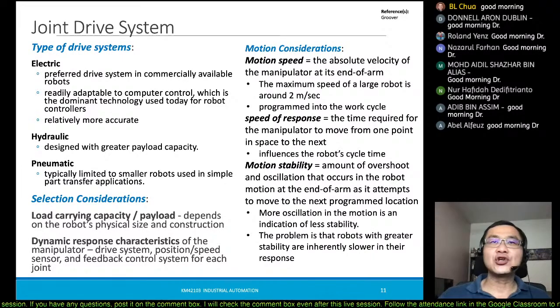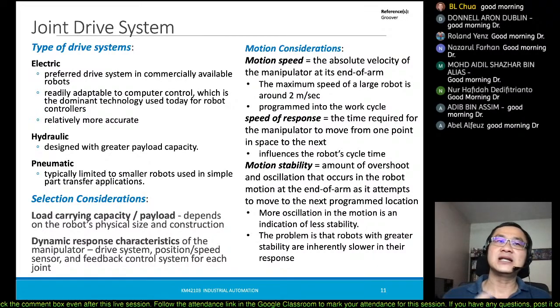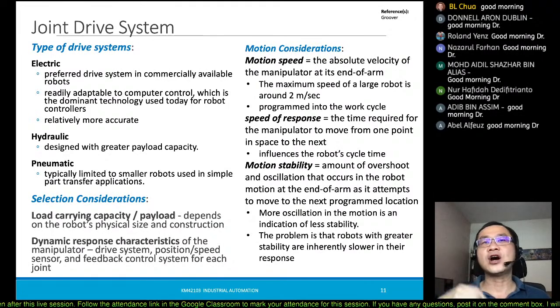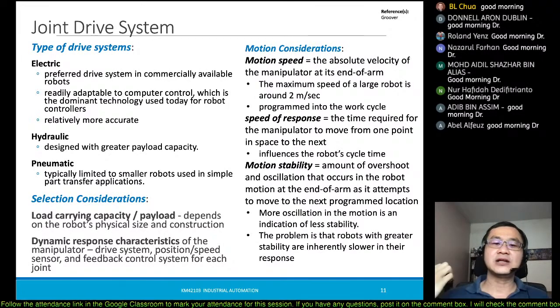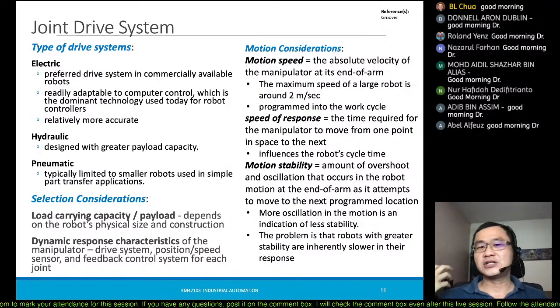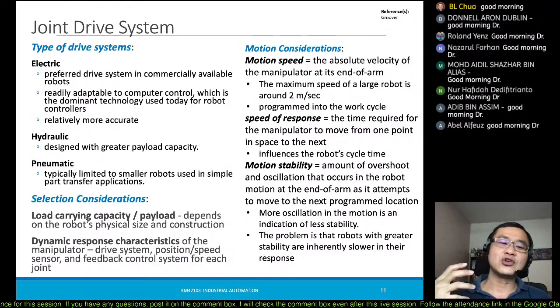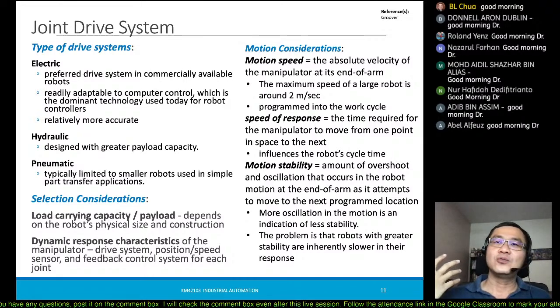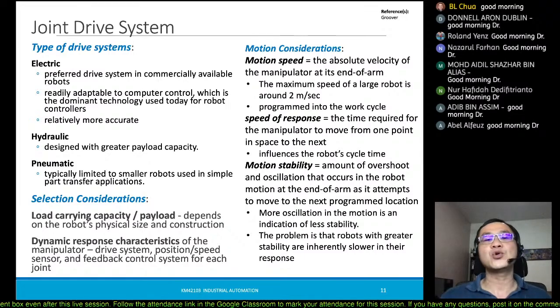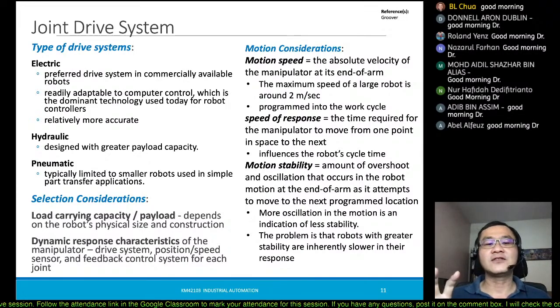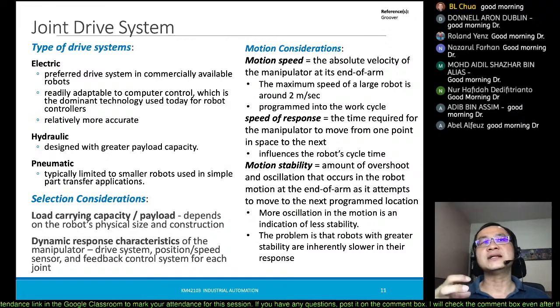What it means by payload in a robot is that your object has a certain weight, okay? So if your object is 100 kilogram, in order for your robot to actually lift it up, it means your robot has a payload of maybe 1000 newtons, okay, so it must be able to lift it up. That would be the payload, the capacity to manipulate the object itself, right? But that is based on the static form, right?